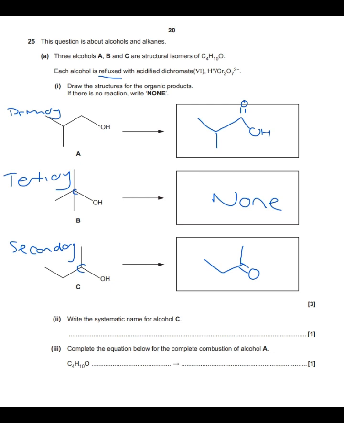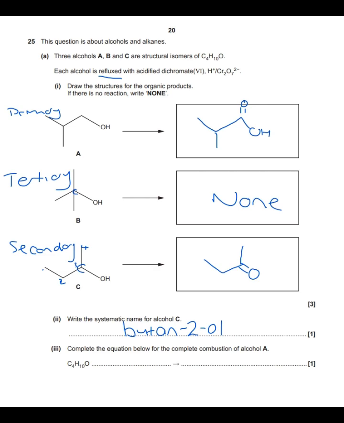Write the systematic name for alcohol C. So the longest carbon chain is 1, 2, 3, 4. So we're going to have butane, and then this OH, if we count from this end, it's on the 3rd carbon, but if we count from this end, it's going to be on number 1, number 2. It's going to be on the 2nd carbon. We want the number to be as low as possible, so it's going to be butan-2-ol.